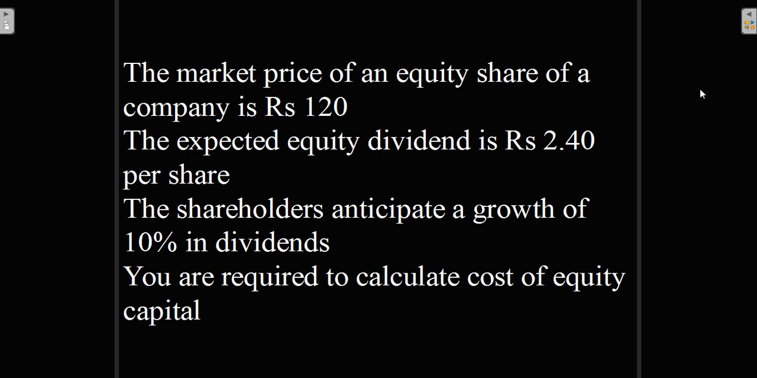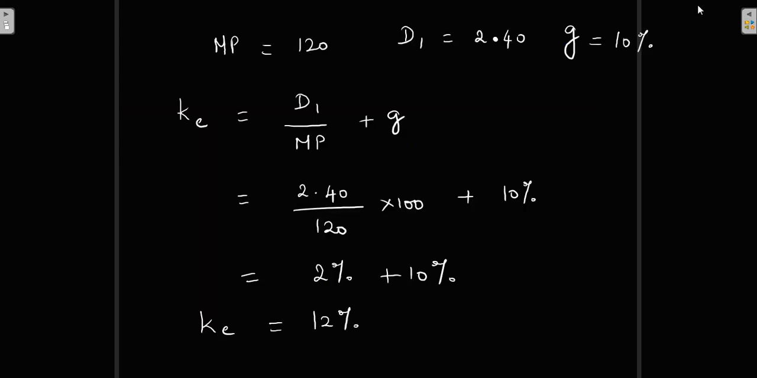Let's solve this problem. So the market price, MP, is 120, dividend is 2.40, G, growth, is 10%. Simply we have to substitute the values onto the formula and find the percentage. First we find the percentage for D1 by MP and then we add it to the growth percentage. So the cost of equity is 12%.